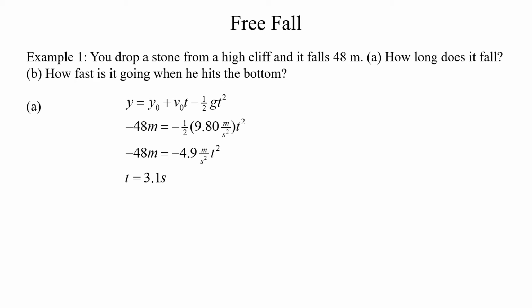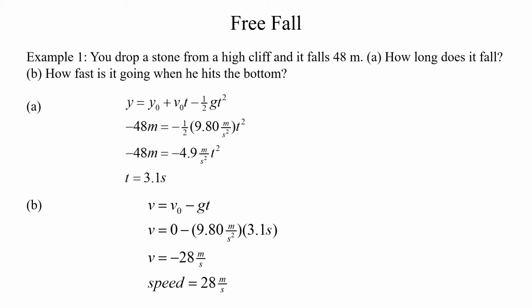So I've put in the 9.80 meters per second squared for g, and we're going to solve for the time t. So half of 9.8, of course, gives me 4.9. So I've got negative 48 meters equals minus 4.9 meters per second squared times t squared. And then solving for t, we get 3.1 seconds. So that's how long it takes to fall.